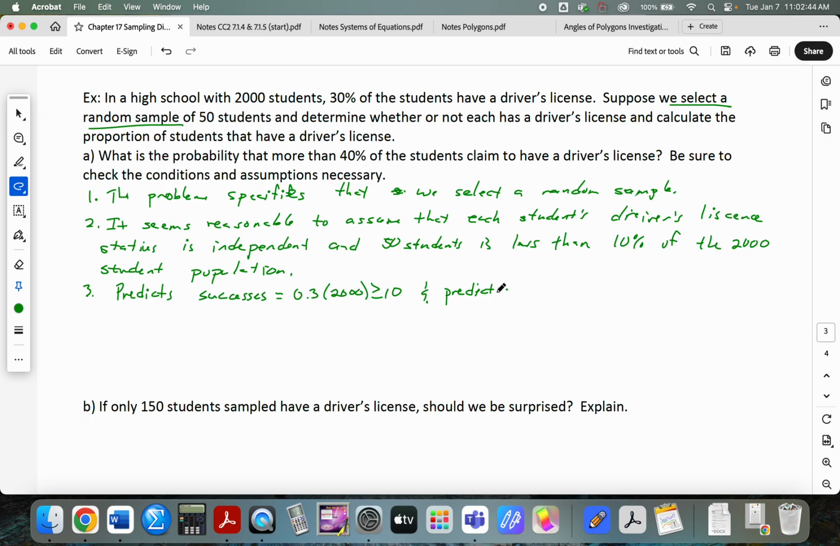And the predicted failures is going to be 0.7 times 2,000, which is also greater than or equal to 10. So I've met all of the conditions. So I'm going to use a normal model where the mean proportion is 0.3, the mean percentage is 0.3.